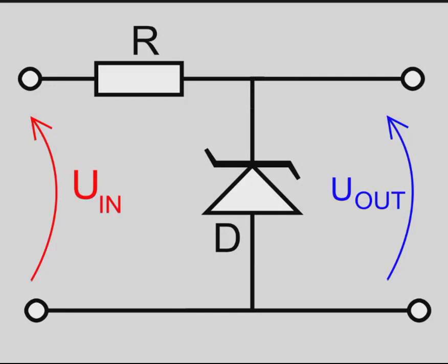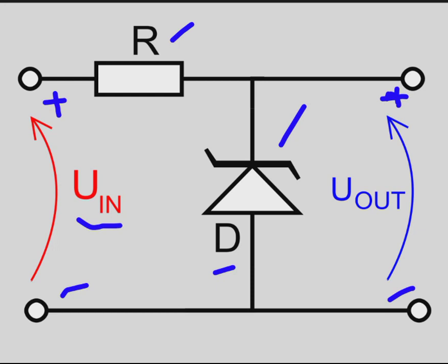Hello, so let's analyze this circuit in which we see there is a Zener diode as shown, there is a small resistor R, there is an input voltage applied across these two terminals called U in, and there is an output voltage that is recorded at these two terminals called U out, and the diode D is as shown. So how to analyze this circuit?